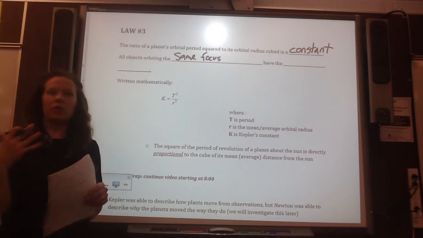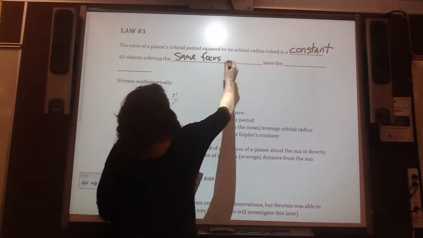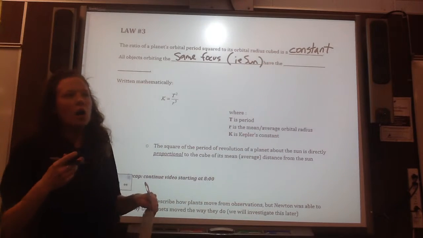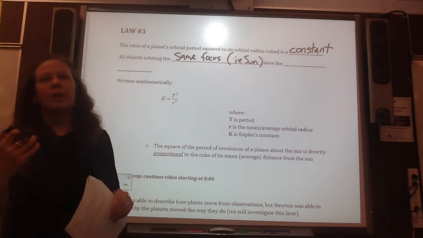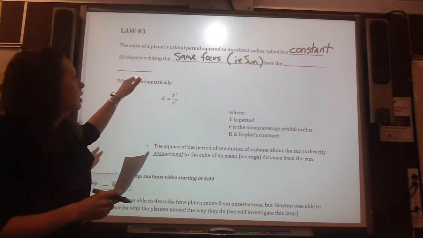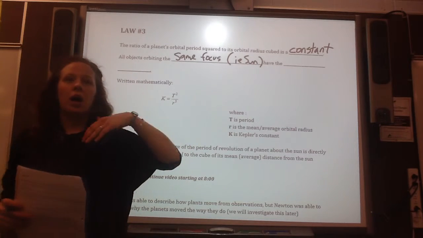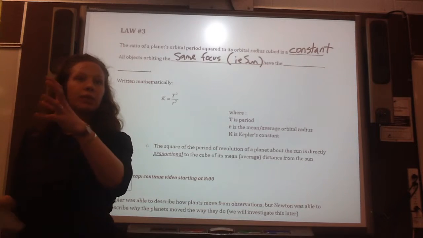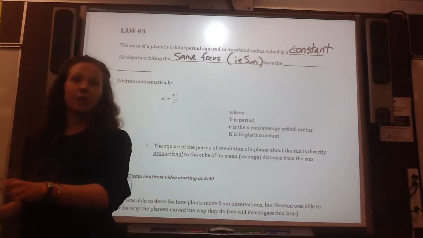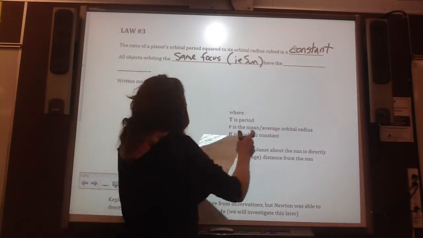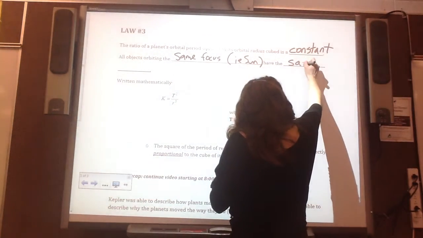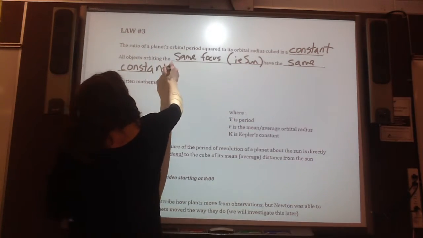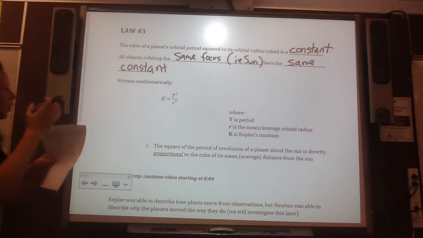So when we think about our solar system, our center point would be like the sun. So all of the planets that are orbiting our sun will all have the same Kepler's constant. But other planets orbiting different suns or other things orbiting different masses will have a different Kepler's constant. So keep in mind that this really applies to the same focus point.